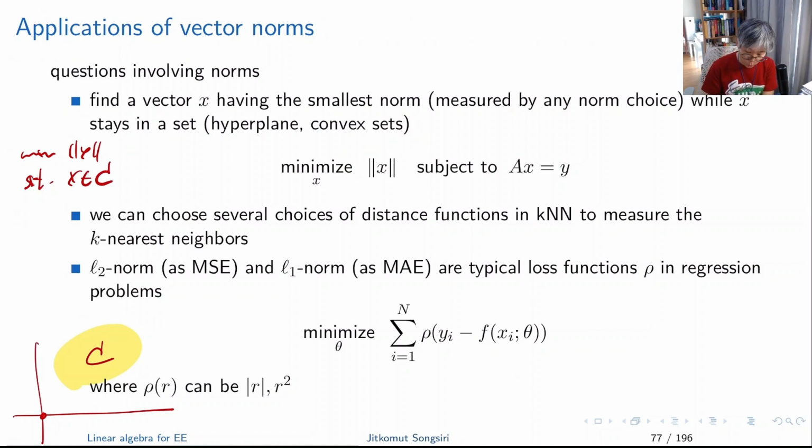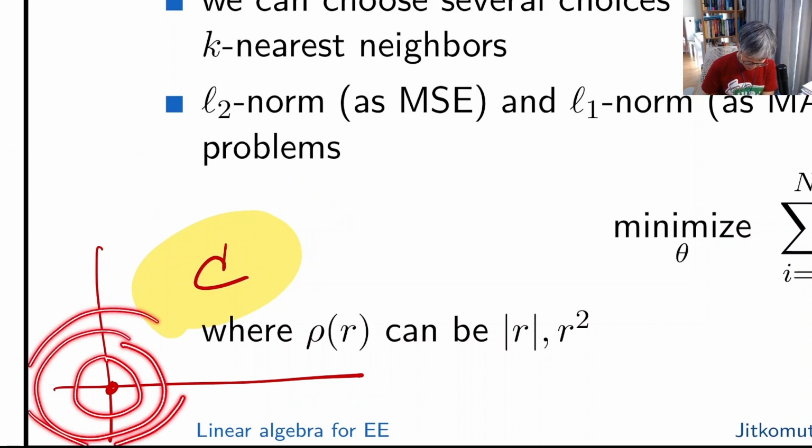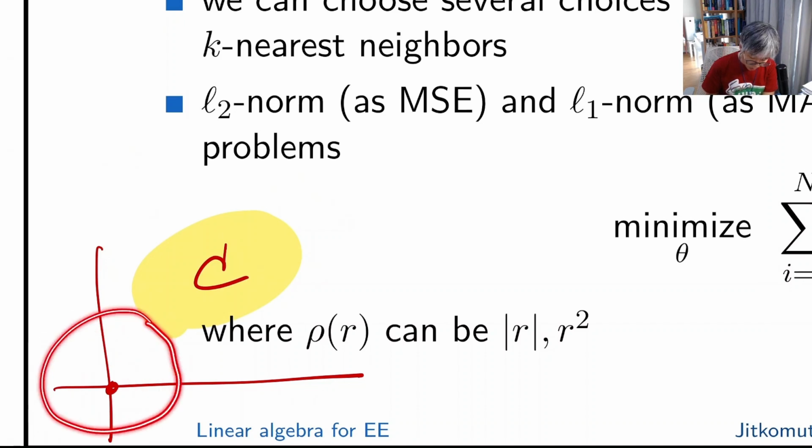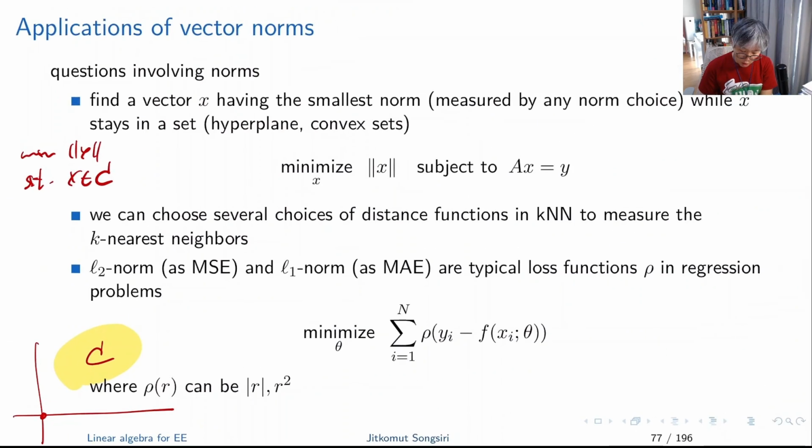It depends on the choice of norm you use. For example, if I have the two norm, it means you are looking for a point x in C that gives me the minimum distance to the origin. So it looks like this point.